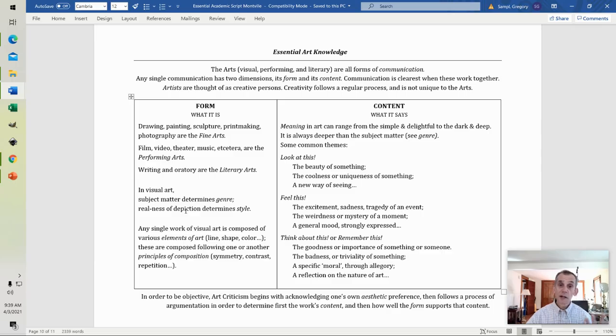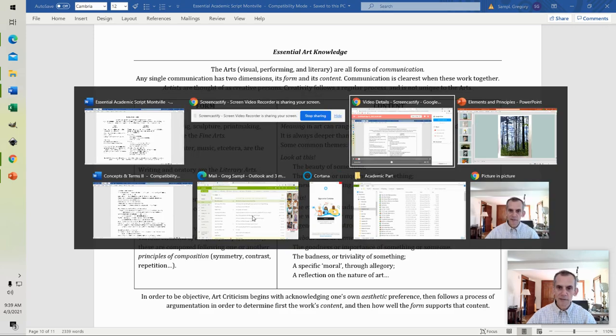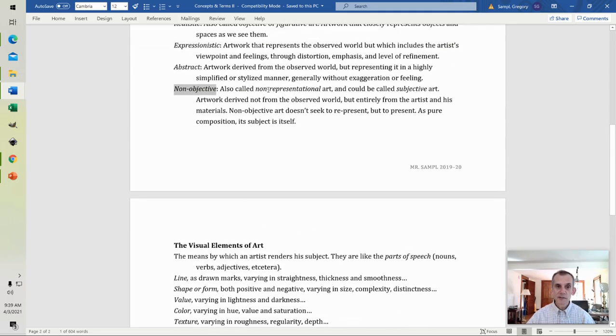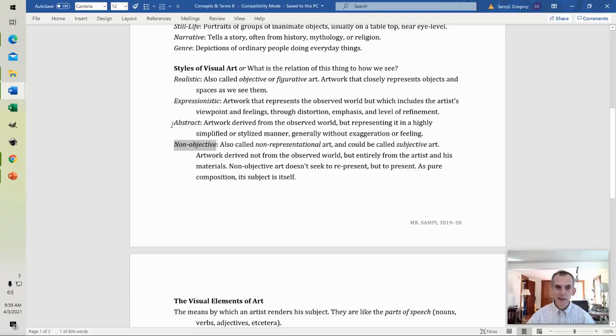What's the subject matter? Is it a portrait or a landscape? And style was, what relation does it have to how we see reality? Is it realistically done or abstract? By the way, everyone still uses that term too loosely. Abstract is related to how we see. You can still recognize the subject matter.